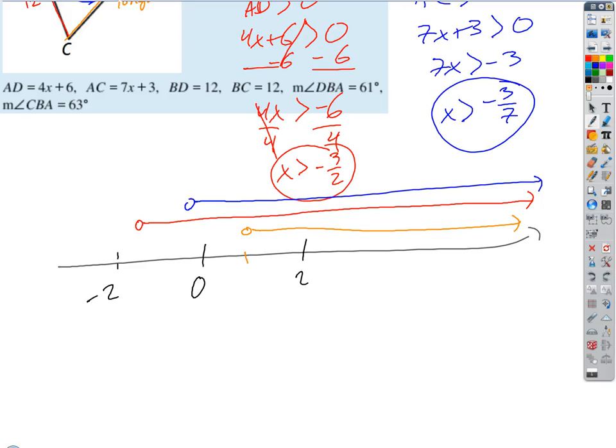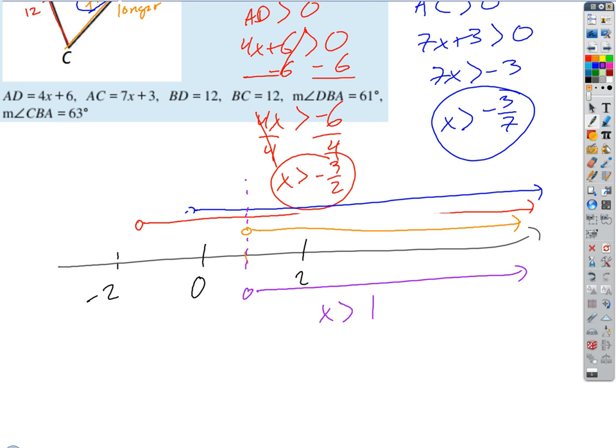Yeah, X is greater than 1, right? Does that make sense? So then the answer is just going to be that. X is greater than 1. That's all we needed. Doesn't that make sense?